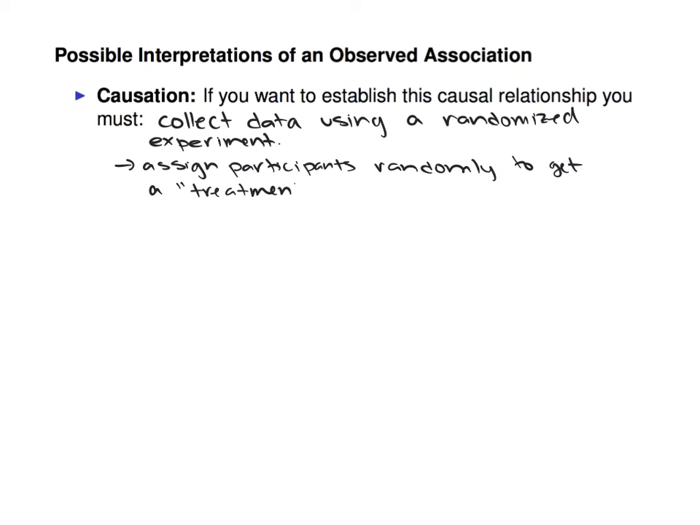And that treatment could be that they get an actual drug or get a placebo, or they get one of two drugs or a placebo. But the point is you assign them randomly. And I do mean you, the researcher, not the people pick themselves. So if you want to establish causation, you have to do it this way.